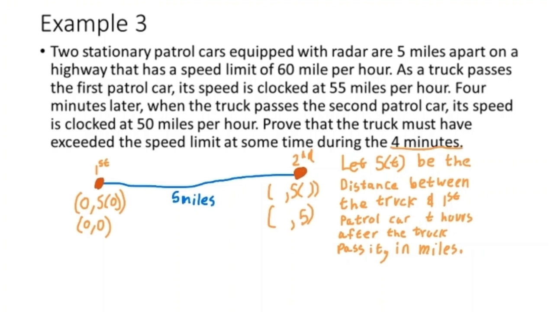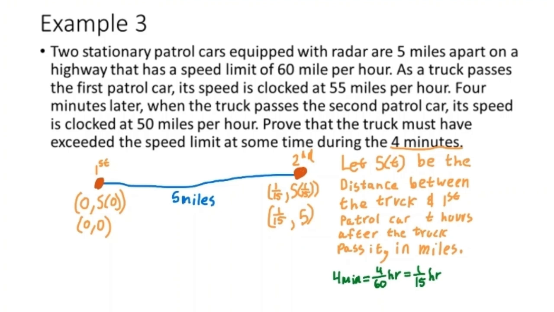We know the truck takes 4 minutes to pass the second patrol car. What is 4 minutes in hours? Well, recall there's 60 minutes in an hour. So 4 minutes would equal 4 over 60 hours, or a 15th of an hour. So the truck will take a 15th of an hour to travel from patrol car 1 to patrol car 2.